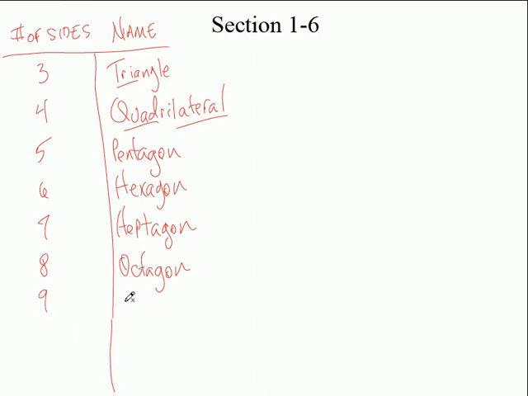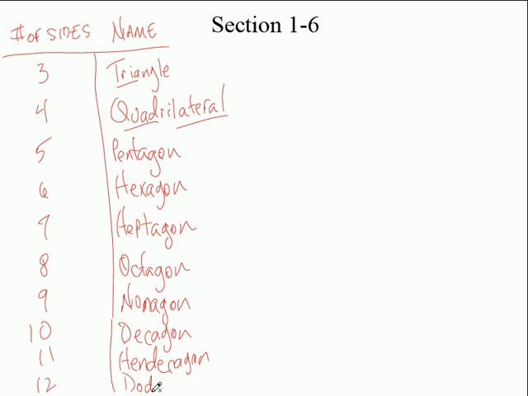9. It's kind of weird. You don't hear this too much. They call it a nonagon. 10 is one that's a good one to learn. It's a decagon. Now they have 11 and 12, but those are kind of dumb. 11 is hendecagon. I never heard of that in my life until this book. Hendecagon. And 12 is kind of cool too. It's dodecagon.